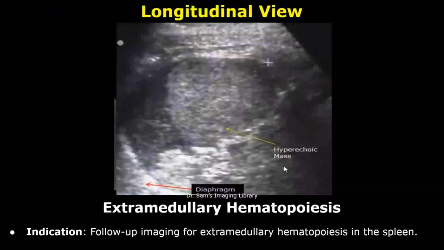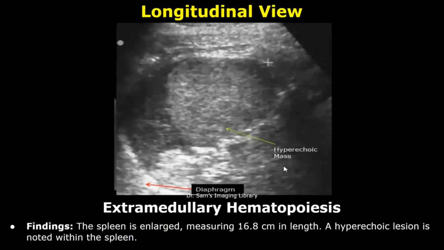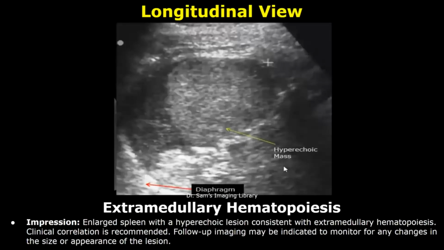This is an example report of extramedullary hematopoiesis. The indication was a follow-up for extramedullary hematopoiesis in the spleen. The findings in this example were an enlarged spleen measuring 16.8 centimeters in length, and a hyperechoic lesion was seen. These findings are written in the impression, and the impression ends with the line of clinical correlation.